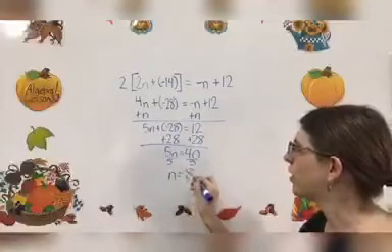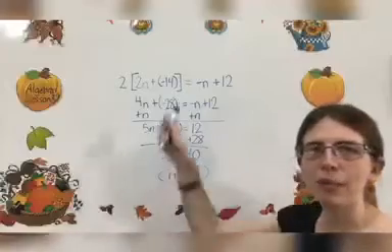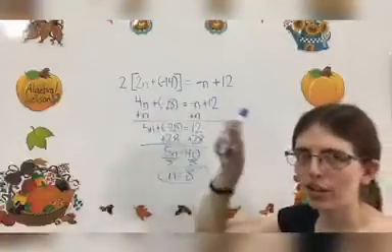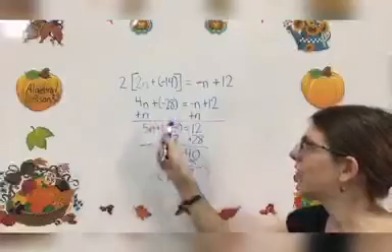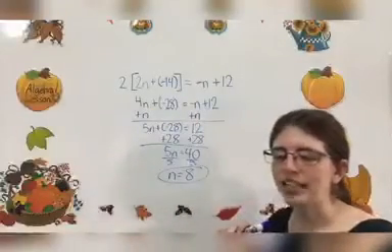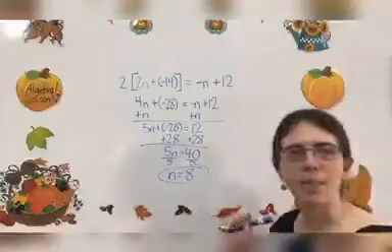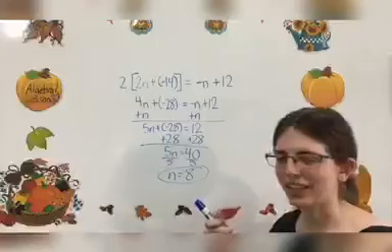N equals 8. And then you plug 8 back up here in the original equation, not here, not here, up here in the original equation. Plug 8 back in there, and we'll see what you get. If you get a matching answer, then you did it correctly.